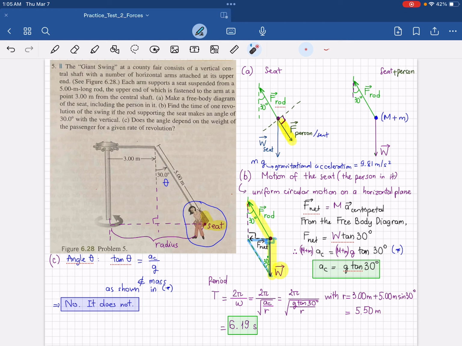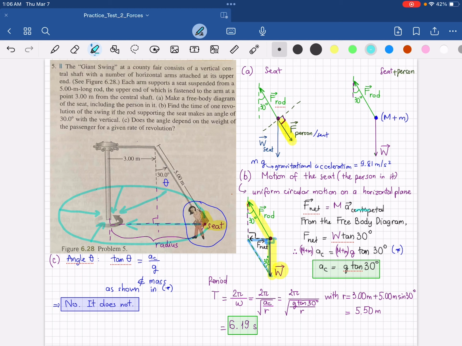Okay, so on this page, I just rewrote them to make them cleaner and nicer. So, to summarize again: the motion of the seat and the person in it is a uniform circular motion on a horizontal plane. So the F net acts as a centripetal force and will keep everything moving around in a circle. It is always acting towards the center at any point. If it travels there, it will be toward this.